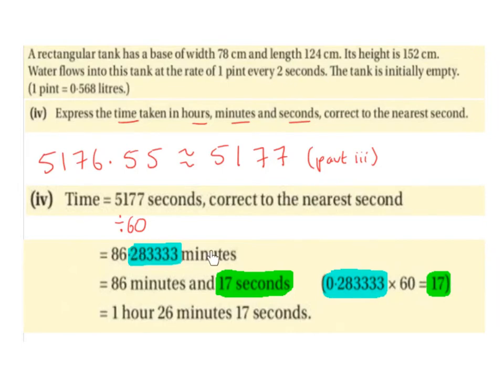86.283333 minutes, which gives us 86 minutes and 17 seconds, because 0.283333 times 60 is 17. So that's how we change from the minutes into seconds. And 86 minutes can be broken down into 1 hour and 26 minutes. So we actually get 1 hour, 26 minutes and 17 seconds.